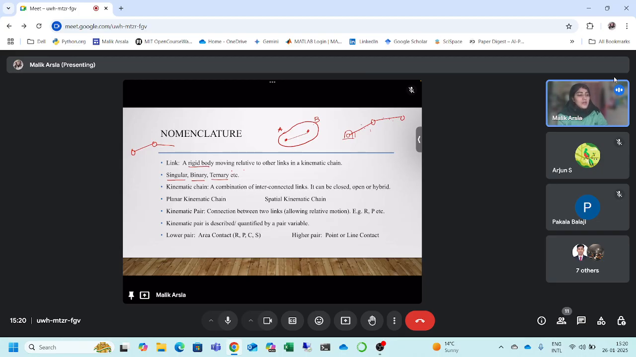So I'm just summarizing all this. It's expected that you must already know about these things, so I'm just giving a brief summary. I'll not explain in detail. So after that, we have the kinematic chain. A kinematic chain is a combination of interconnected links. It can be closed, open, or hybrid.